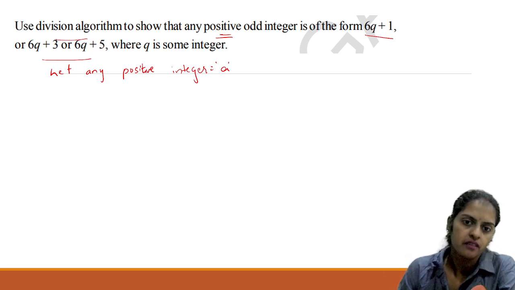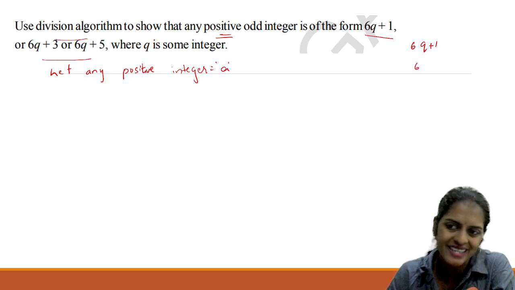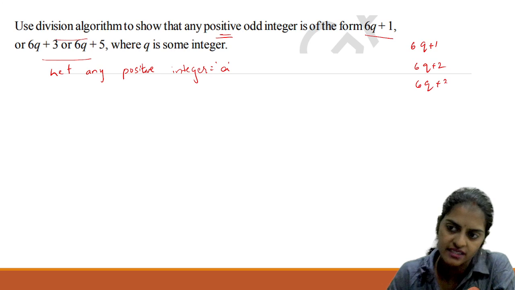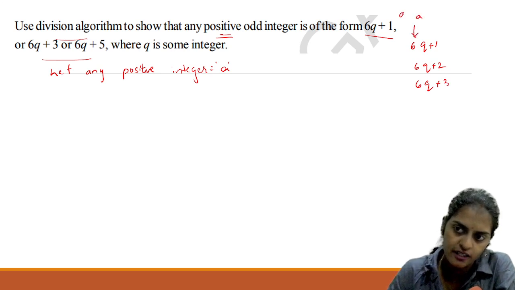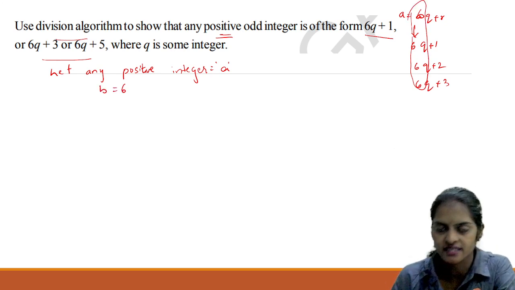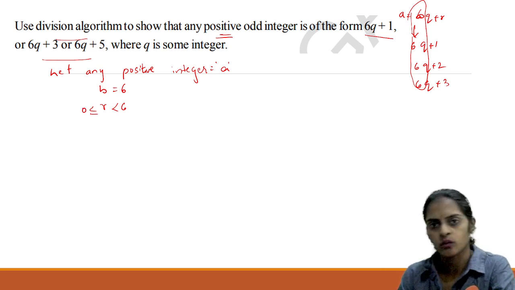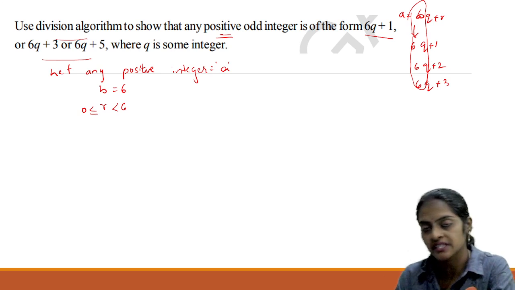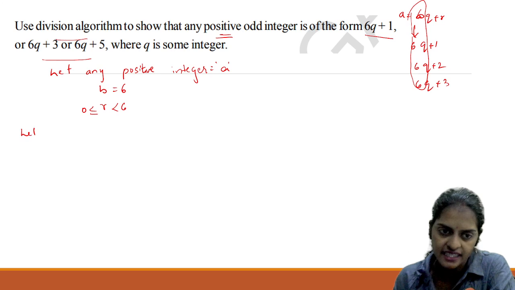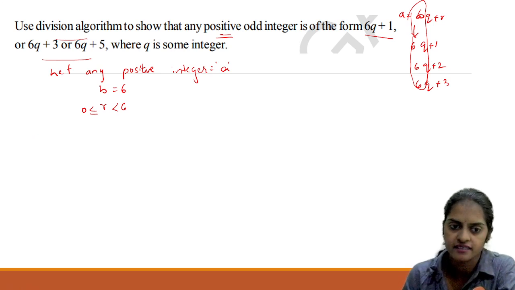Okay, so we know that if a is a positive integer, now just compare. We have to prove it as 6q plus 1, 6q plus 3, 6q plus 5. If you compare, we have a is equal to bq plus r. So in the place of b, what do you have? 6. So we are going to take b equal to 6. Then our remainder will be less than 6 and greater than or equal to 0. Okay, it will be between 0 and 6 basically. So with this we have 6 cases actually.